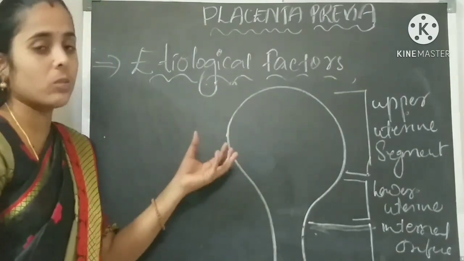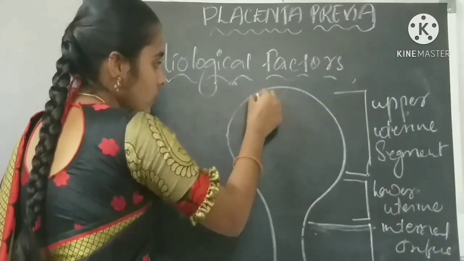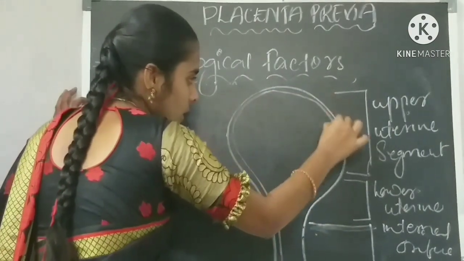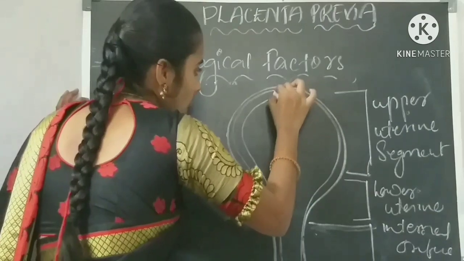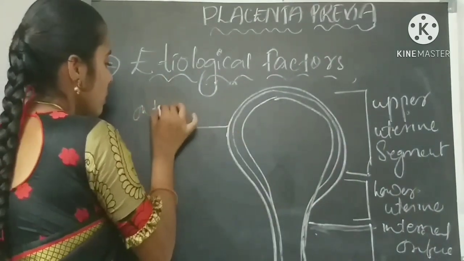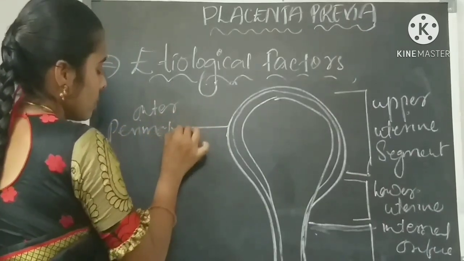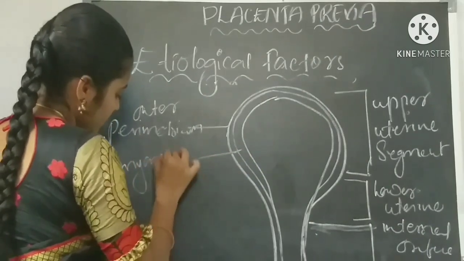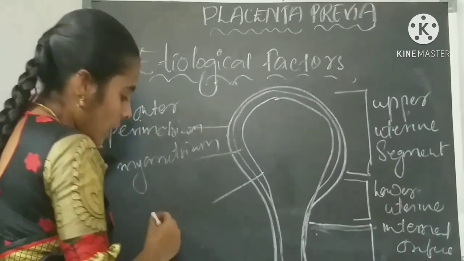Before going to tell about it, I will say the layers of the uterus. The uterus consists of 3 layers. That is the outer perimetrium, the middle myometrium, and the innermost layer called endometrium.